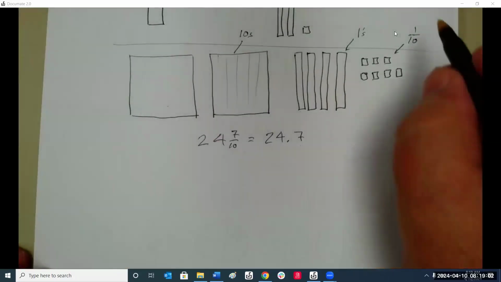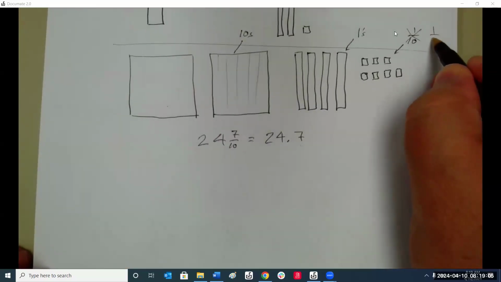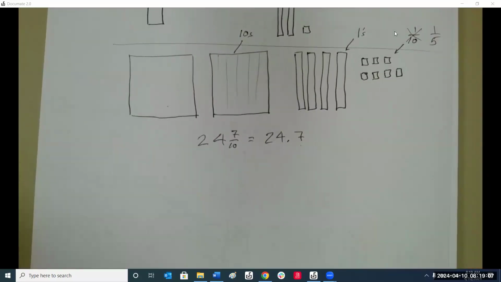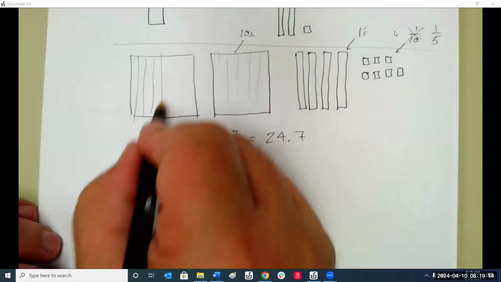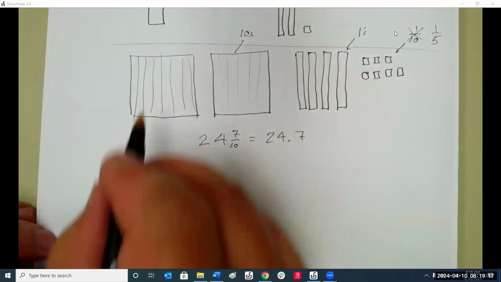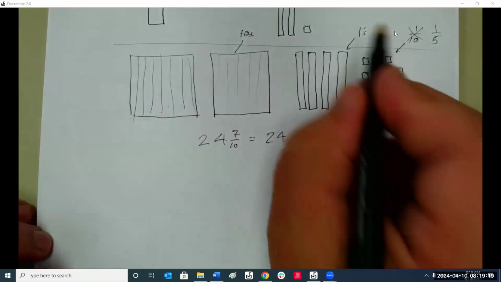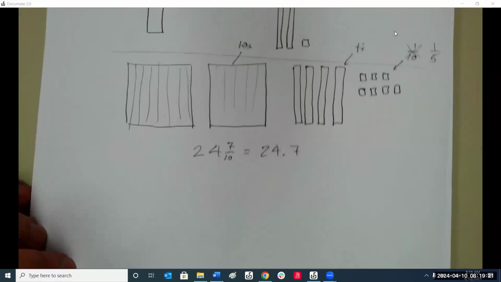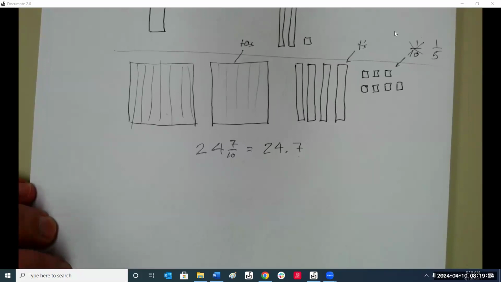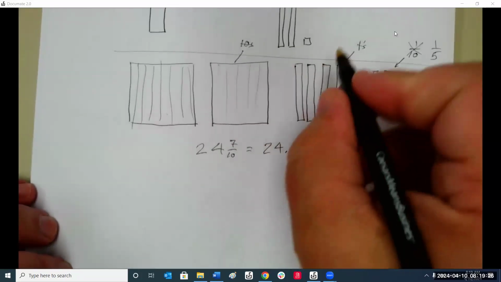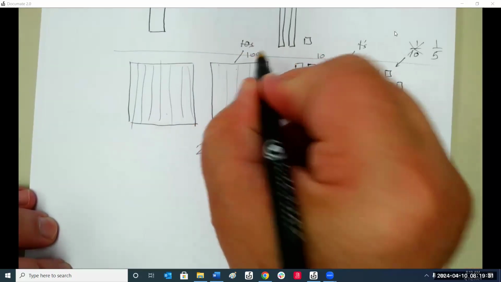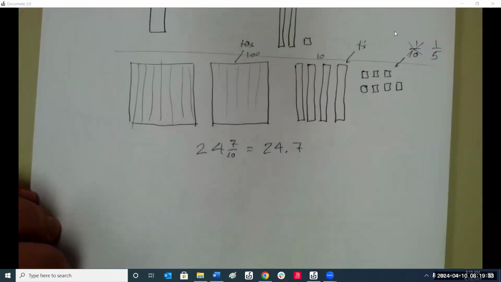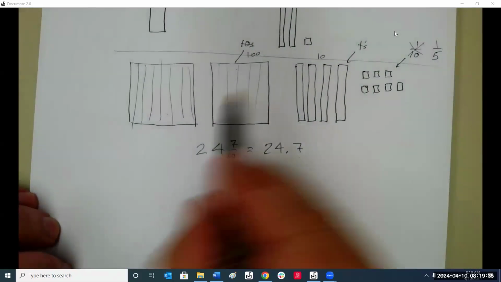What if these, instead of 1/10, were 1/5? What would be our number? Remember, there are 10 of them in here. Each of these has 10 blocks in them. Each of these has 100 blocks in them. And if each one was 1/5, what would that number be?